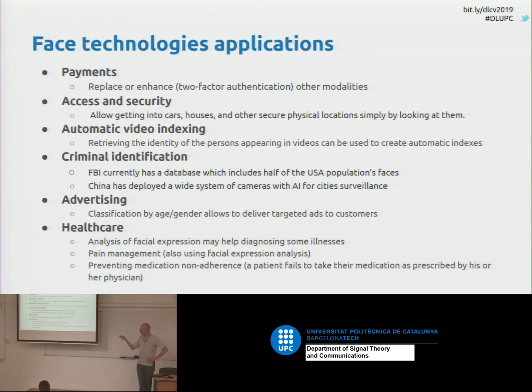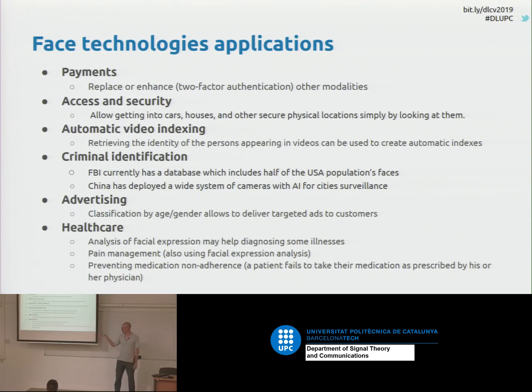Another different type of application is in advertising. In this case, it's not strictly face recognition, but some kind of face technologies where you can use the faces to identify, for instance, the age or the gender of the people, and this can be used to target the advertisement, the ads, to specific people.